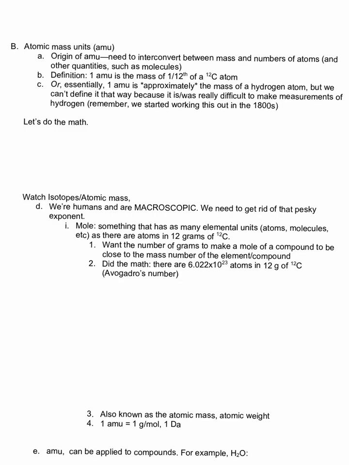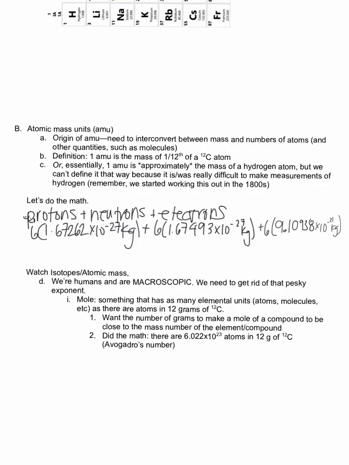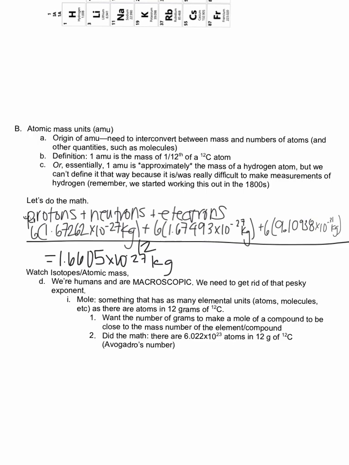From the previous lecture, we know the masses of protons, neutrons, and electrons in kilograms. So if we do the math for what the mass of a carbon-12 atom is, and we divide this mass by 12 for each of the nucleons in the nucleus, we come up with a value for 1 AMU being 1.6605 times 10 to the negative 27 kilograms.